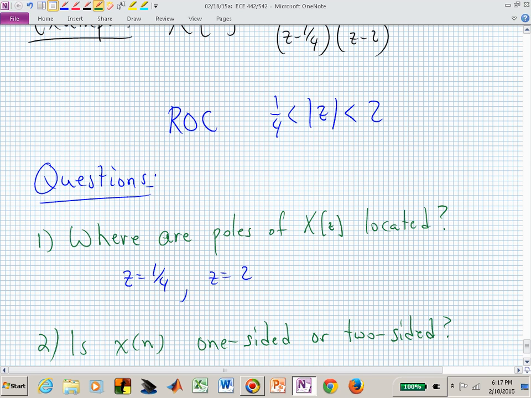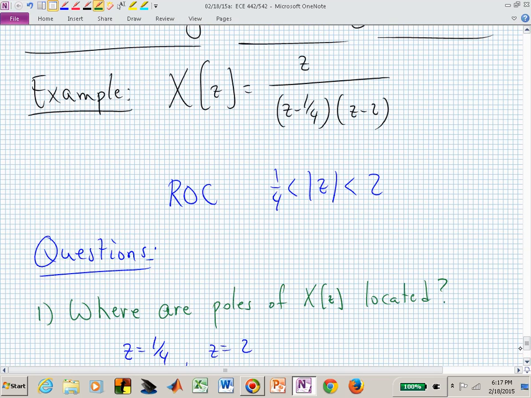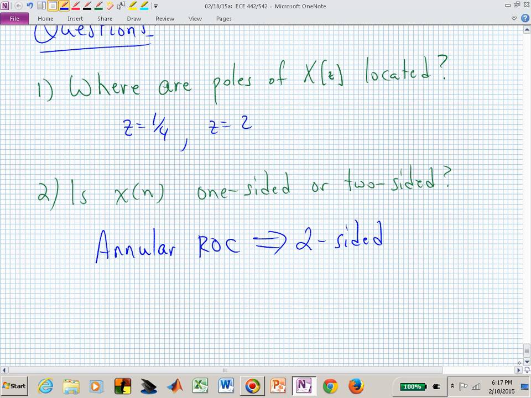Because it's annular. So this is now two-sided because of the region of convergence. It didn't matter what capital X of Z was necessarily. We needed to know what the region of convergence was to provide this one-sided or two-sided answer. The annular region of convergence implies that we have a two-sided waveform.